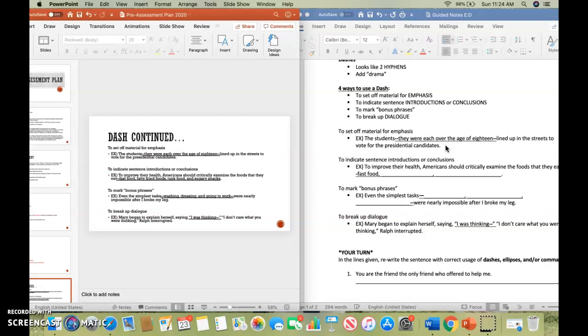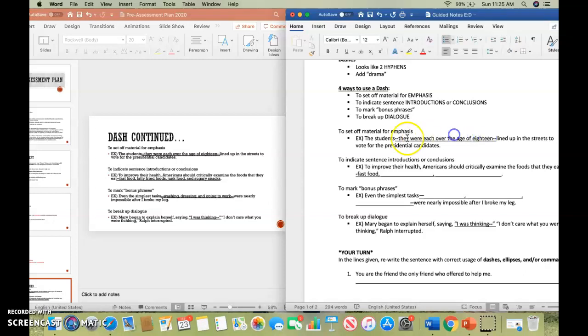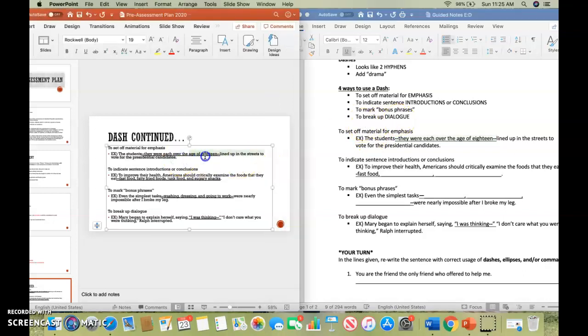What's being emphasized is that these kids are finally over the age of 18, which would make them candidates for a presidential election or even just able to vote in general. So the emphasis is on their age, which is why this makes the dash correct for using it as emphasis. I'm just going to highlight "age of 18" because that is the purpose of this dash right here, to show their age.